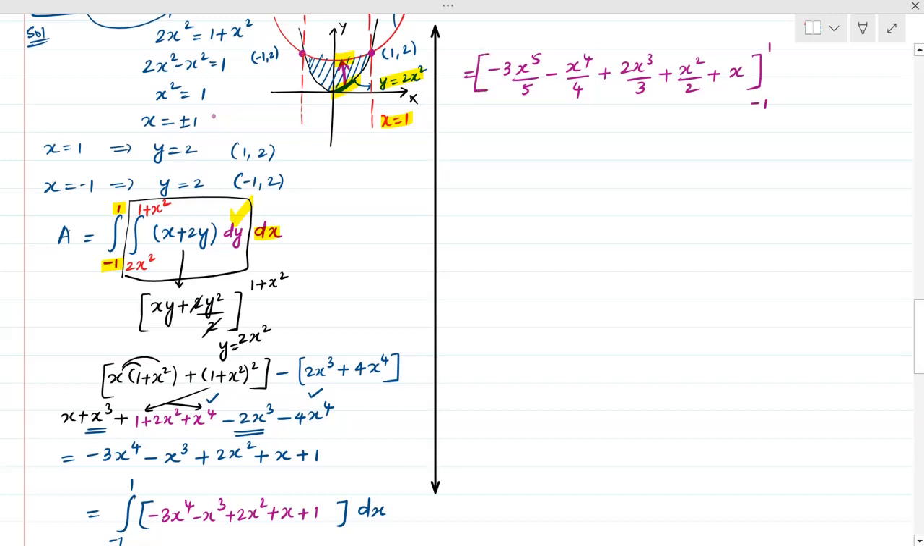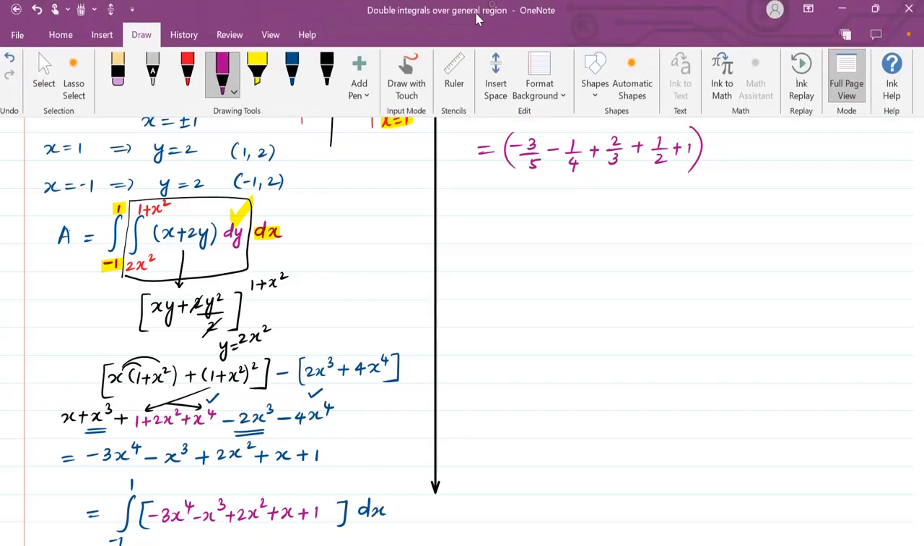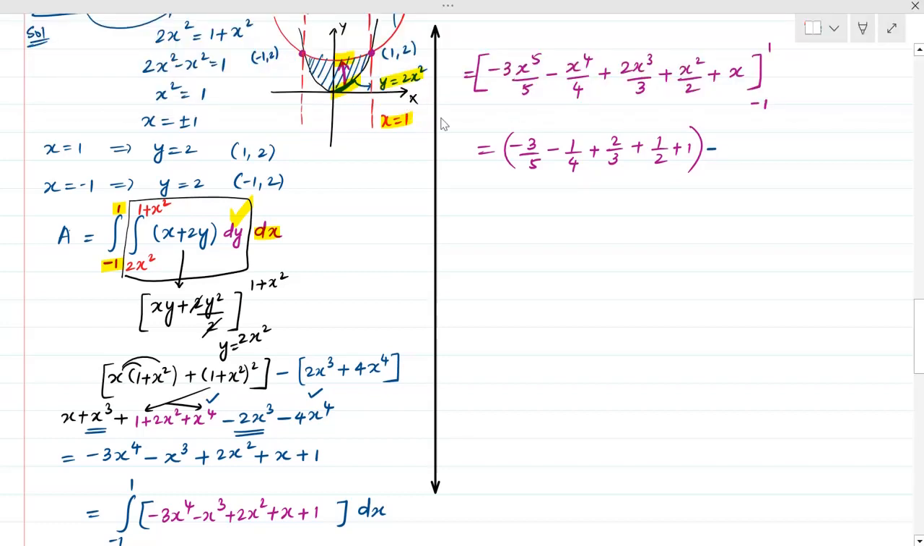So I have to substitute the limit. What is the limit substitution? If I substitute the limit, you will get here minus 3 over 5. Upper limit minus 1 over 4 plus 2 over 3 plus 1 over 2 plus 1. And then what about the lower limit? If I substitute x equal to minus 1, what happened here? It becomes minus of minus plus, it is 3 over 5.